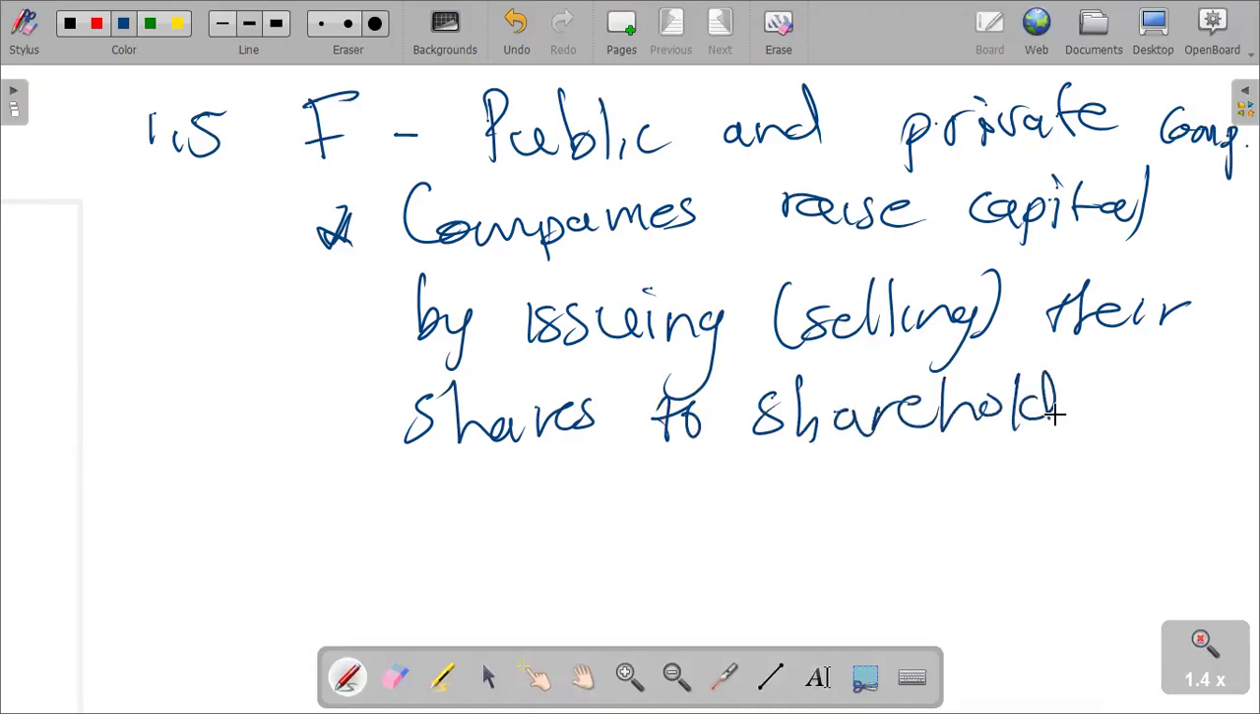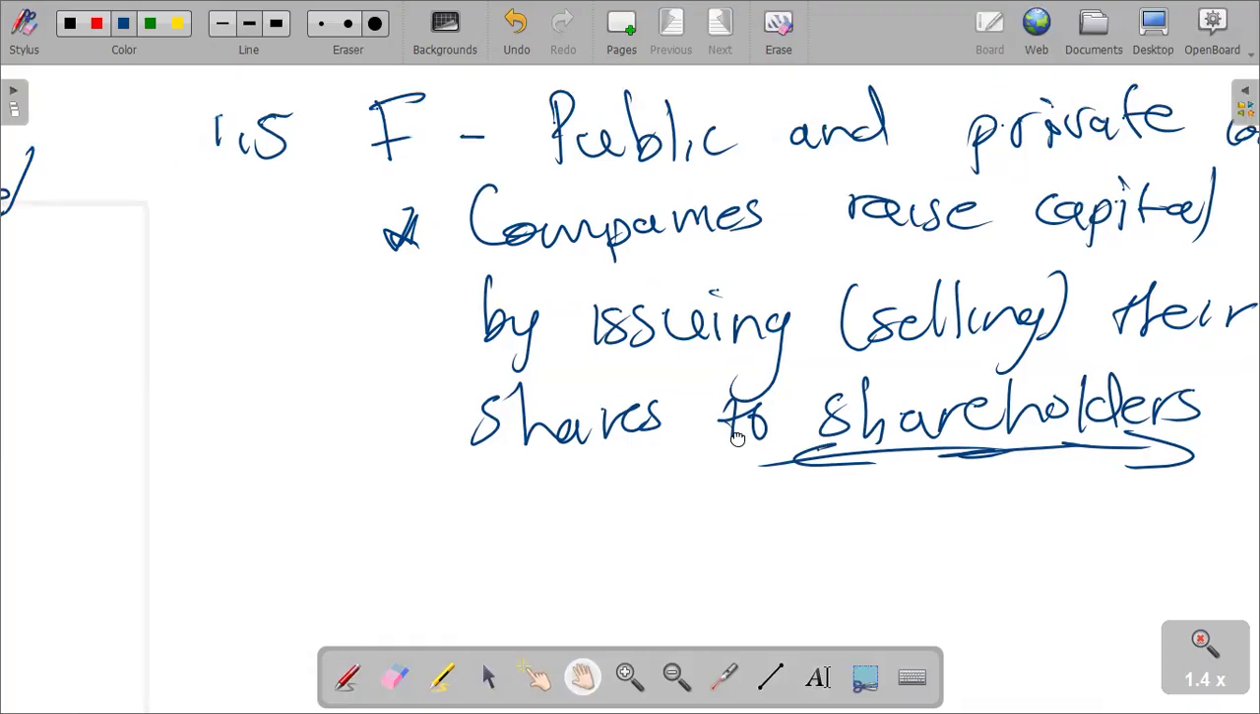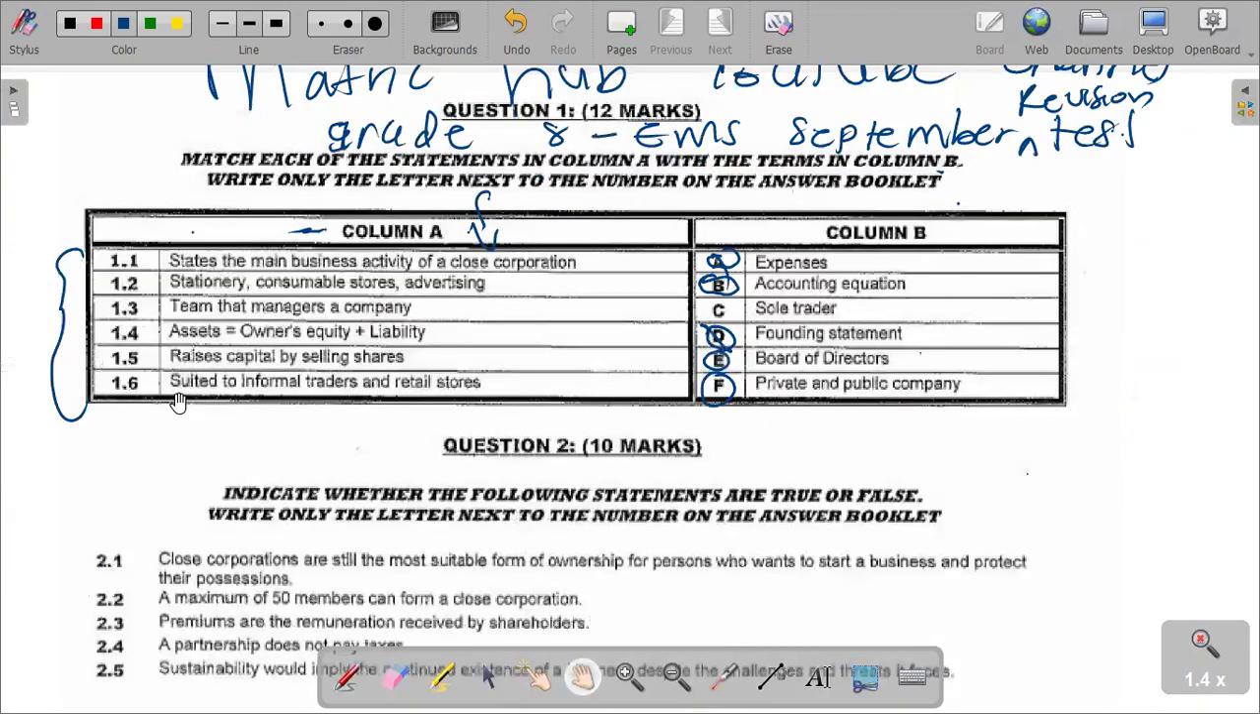So as soon as you have bought these shares, now you become a what? You become a shareholder of that particular company. Right? So let's go back to our column A, and it says 1.6, suited to informal traders and retail stores.